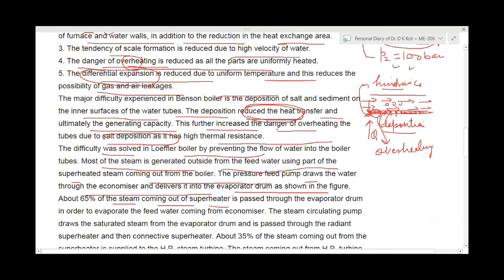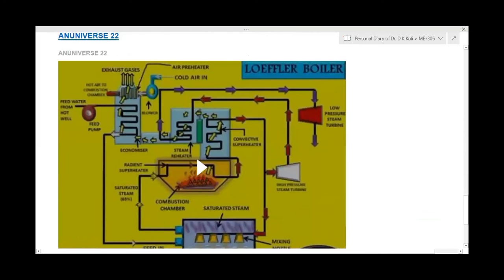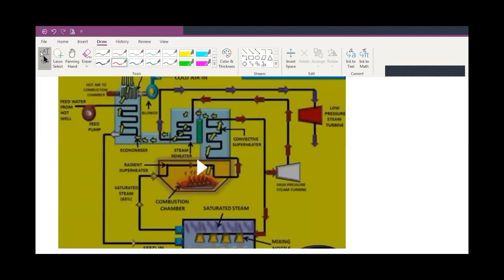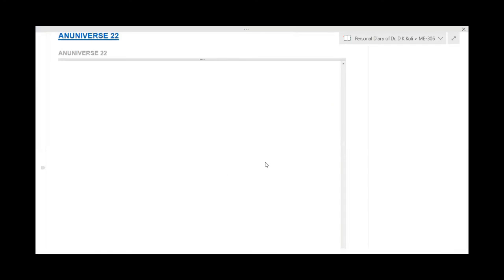Now, just see one video also, for the operation of this boiler.